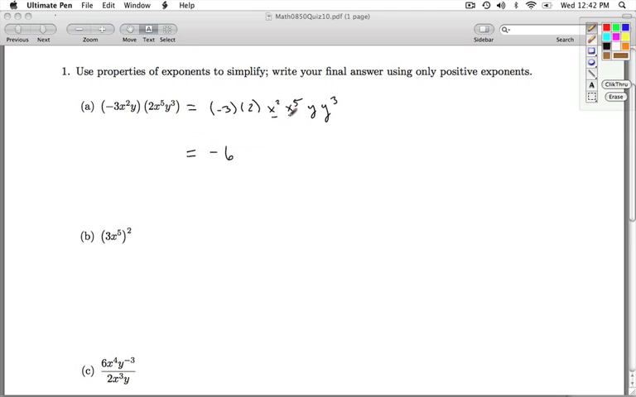When I'm multiplying exponential expressions with the same base, I add the exponents. So the 2 plus the 5 gives me 7. So I have x to the 7th. Here I have the same base. And remember, y is the same as y to the first power. So I add the exponents there and get y to the 4th. So part A is negative 6 x to the 7th, y to the 4th.